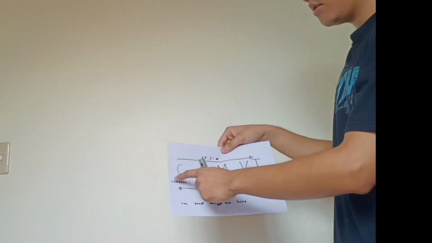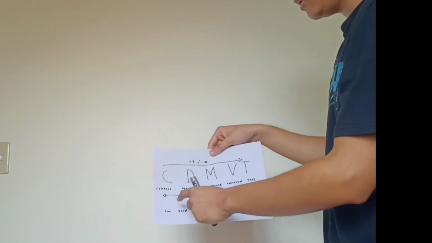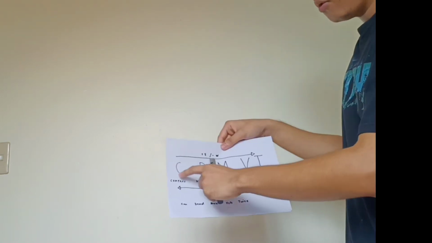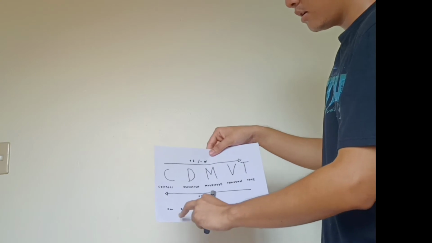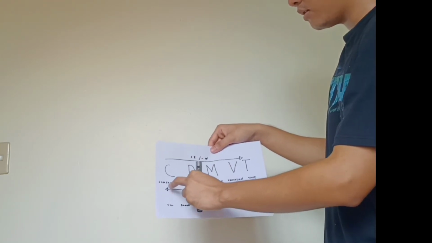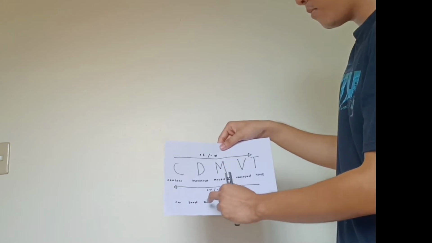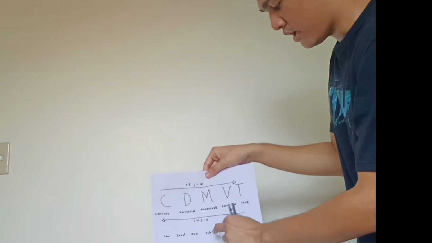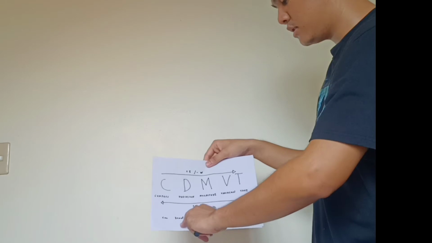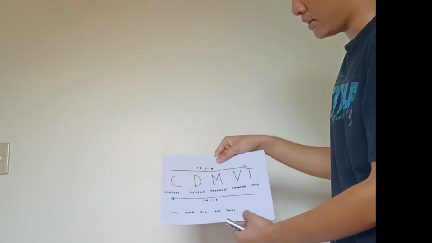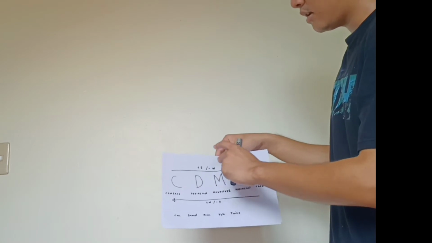We can use mnemonics to represent these letters. C for can, D for dead, M for men, V for vote, and T for twice. We can use this to remember this easily. Can dead men vote twice? Plus east, minus west.